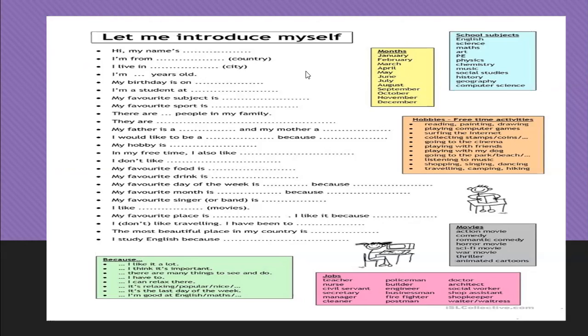My mother and my father are retired, so they both live together at home and they don't work anymore. In my free time, I also like reading or singing. I don't like smoking. My favorite food is Mexican food because it's delicious. And my favorite drink is always simple water.